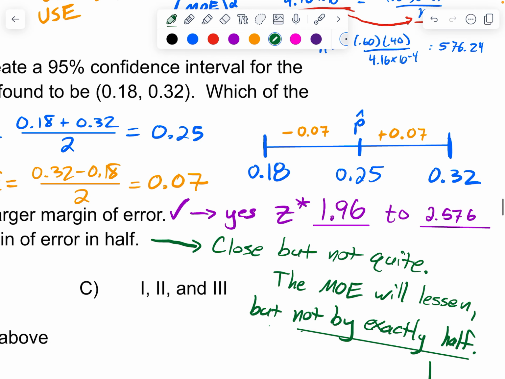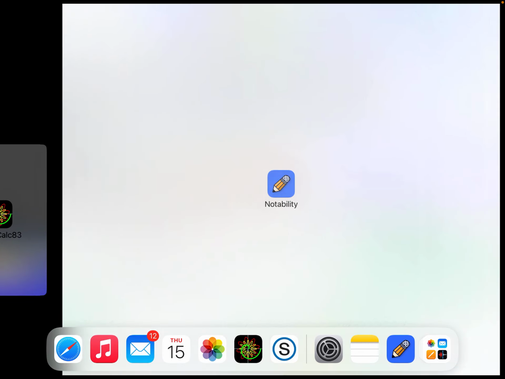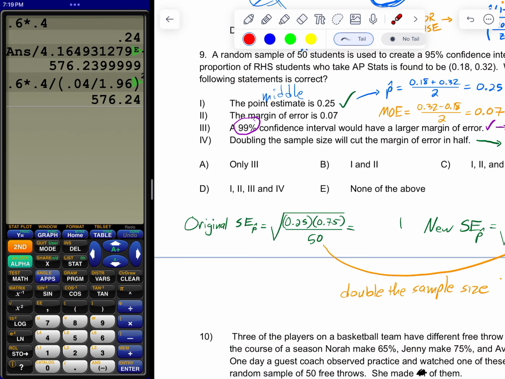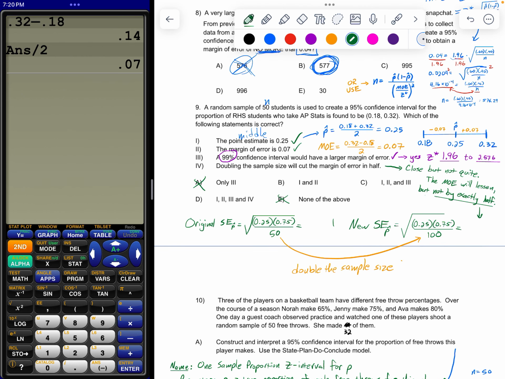Number 2, is the margin of error 7%? Well, there's my picture again. Some of you see that and you're like, yep, up 7 and down 7%. Or you can do 32 minus 18 divided by 2. I should be careful. It's 0.32 minus 0.18. That's 0.14 divided by 2. That's my margin of error. So we're good here again. Those first two are right. So I can cross off A, and it can't be E because none. Okay, so I'm down to those 3 options.